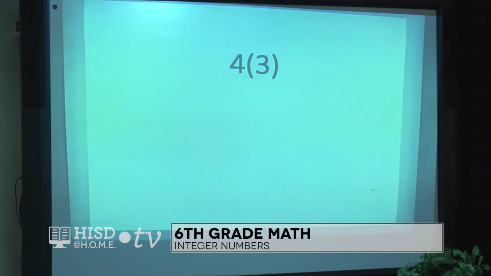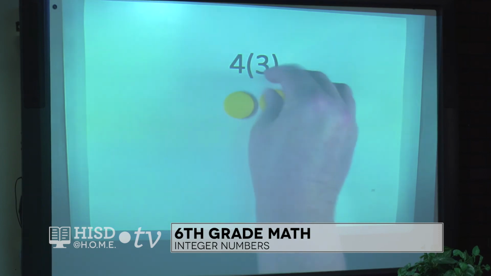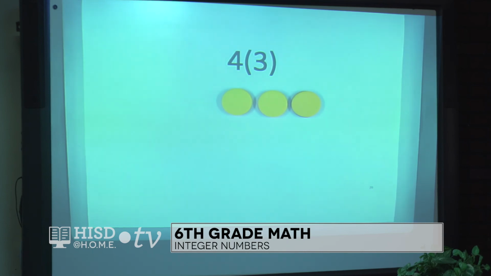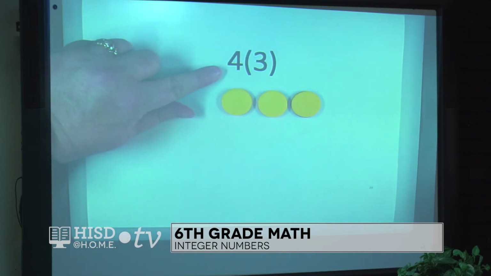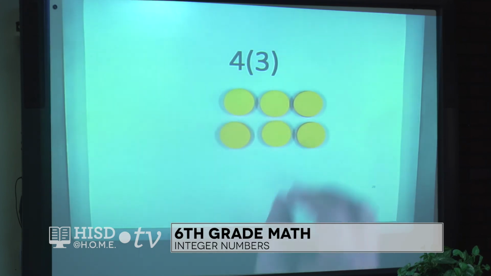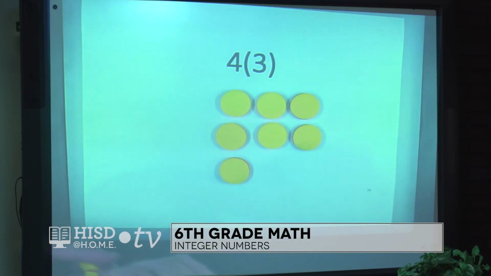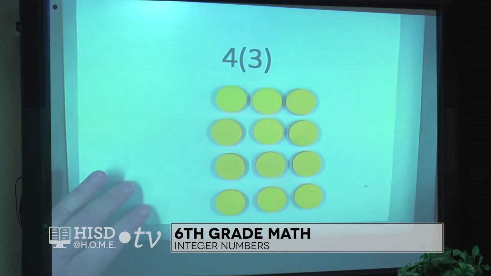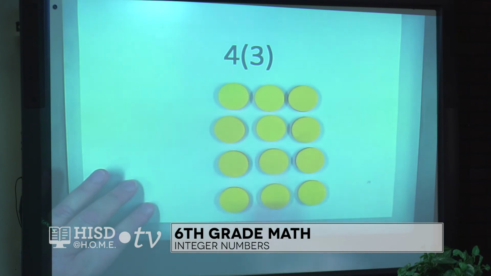So when I model this with my color counter, notice that they're both positive. I'm going to have a group of 3. That's one group of 3. But the problem is telling me to have 4 groups of 3. So here's another group of 3. Here's a third group of 3. And finally, my 4th group of 3. So 4 groups of 3, or 4 times 3, is 12.